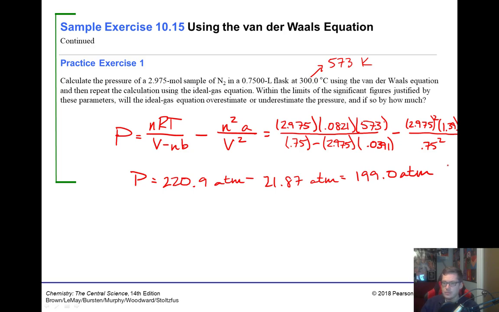Notice it's a very high temperature, and it's a pretty high pressure.